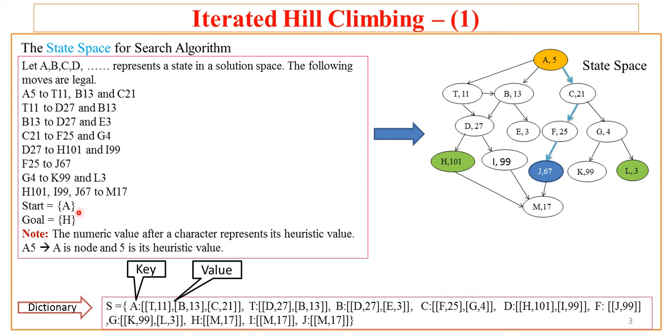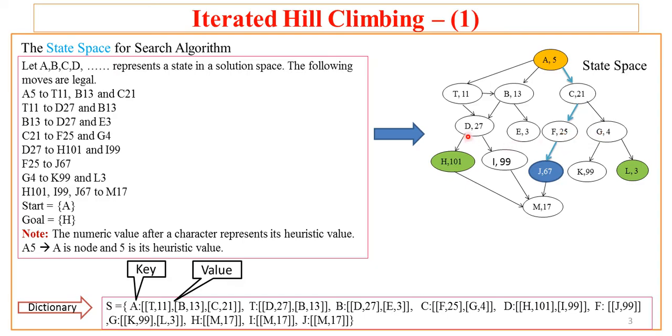Similarly, we have been given start node A and our goal node can be H and any other node which we basically like to explore as the goal of the given problem. Now this representation can straightaway be represented as a graph, so I will directly explain the graph. So here from A one can visit T, B and C. From T one can visit B and D. From B one can visit D and E. From C one can go to F and G.